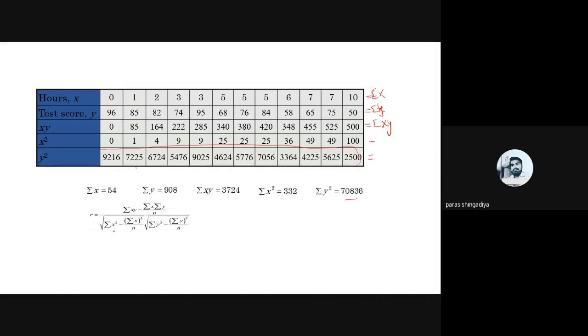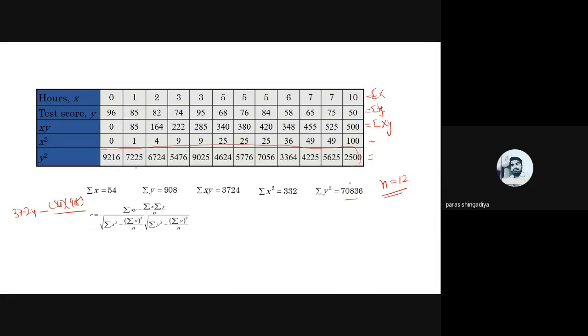Now write the formula here. R is equal to sigma xy minus sigma x sigma y divided by n, over the square root of sigma x square minus sigma x whole square by n, into the square root of sigma y square minus sigma y whole square by n. Replace all the values in it. Sigma xy is 3724. So 3724 minus sigma x, which is 54, into sigma y, which is 908, divided by n. How many data are given? 12 data are given.